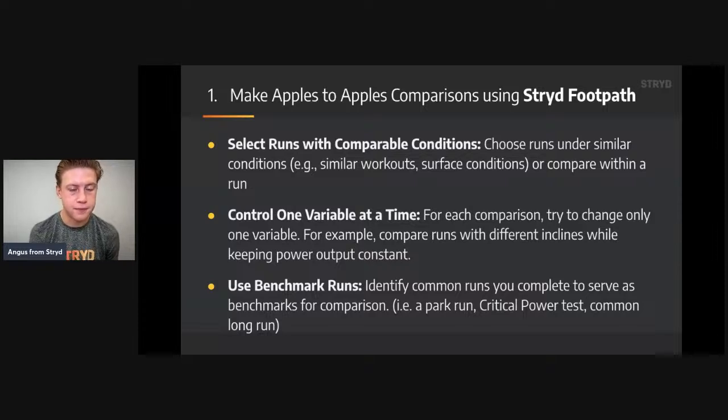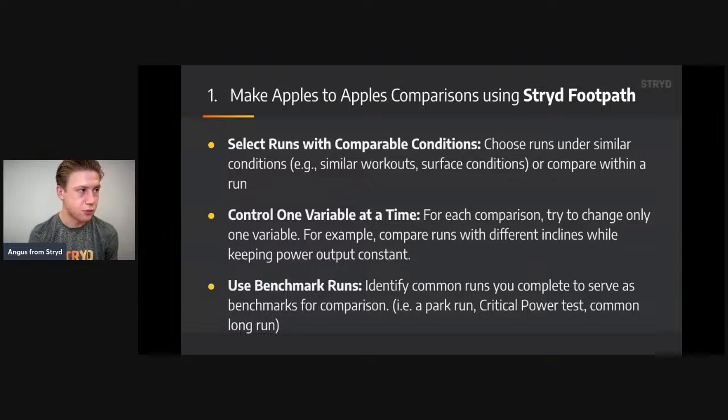For example, if I want to learn something about my run, I want to select a similar workout, or a workout done at a consistent speed or in similar surface conditions, because all of these variables such as incline, speed, shoe change, surface change, will impact your Stryd Footpath. And if too many variables have changed, then it's going to be difficult to pull out that insight.